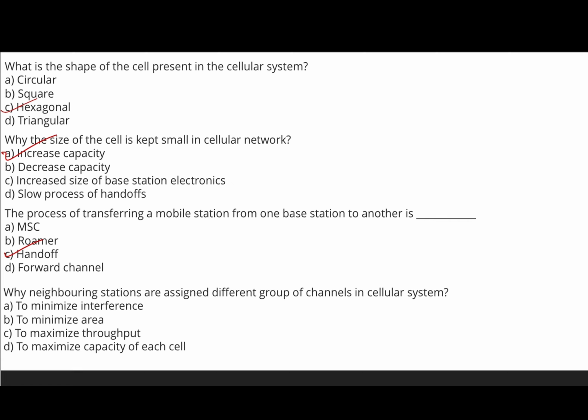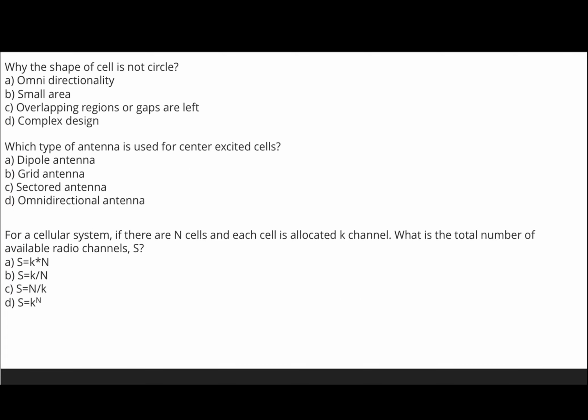Actually, it ensures minimal co-channel and adjacent channel interference, clear and reliable communication, and also efficient utilization of spectrum without signal clashes. So, the answer is option A. This is usually done to minimize the interference. Question. Why is the shape of a cell not a circle?